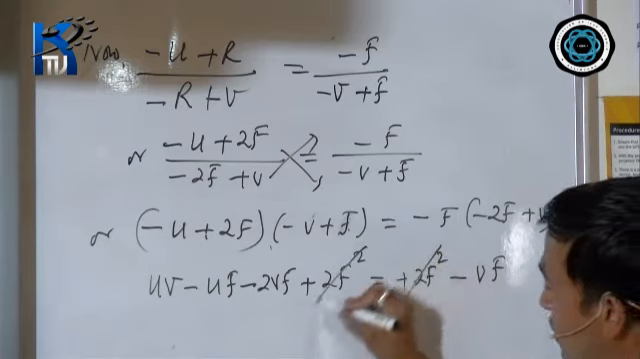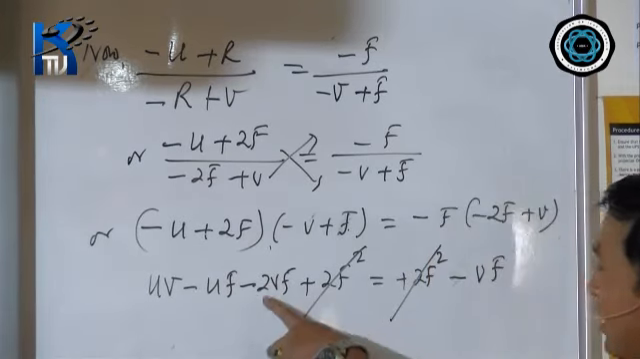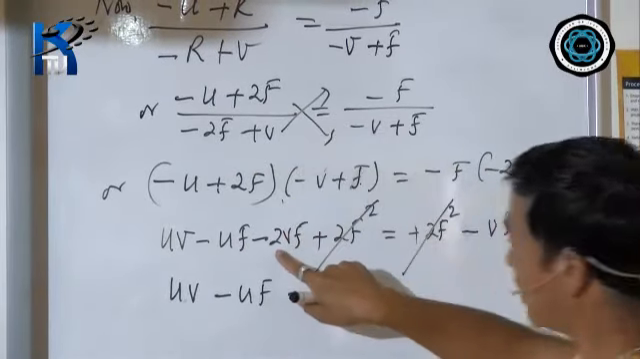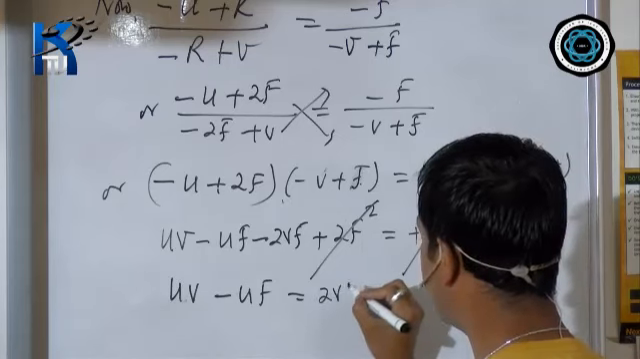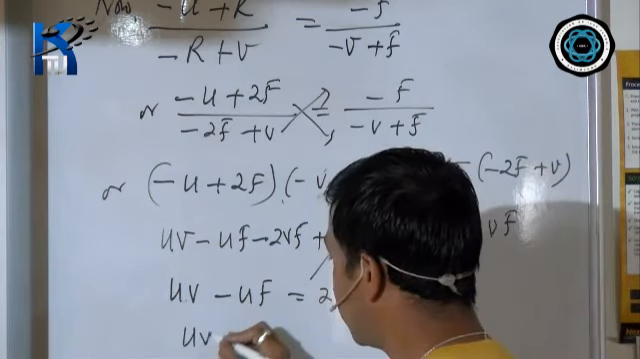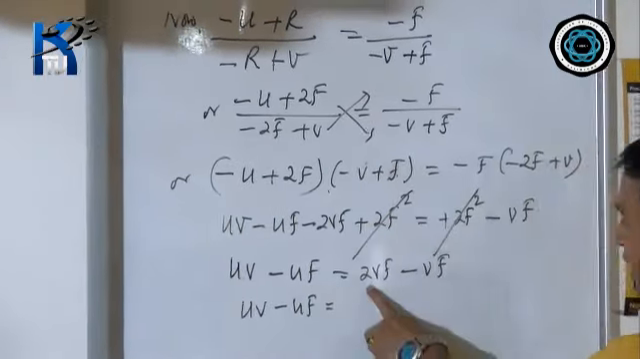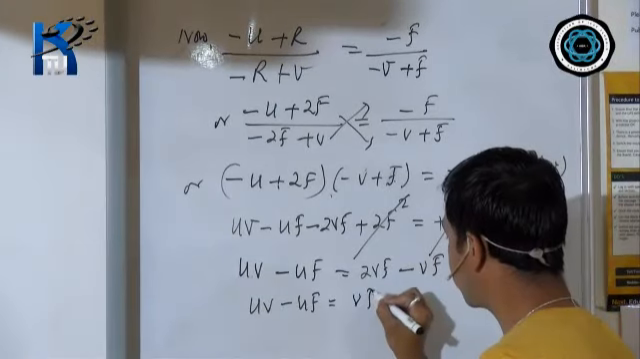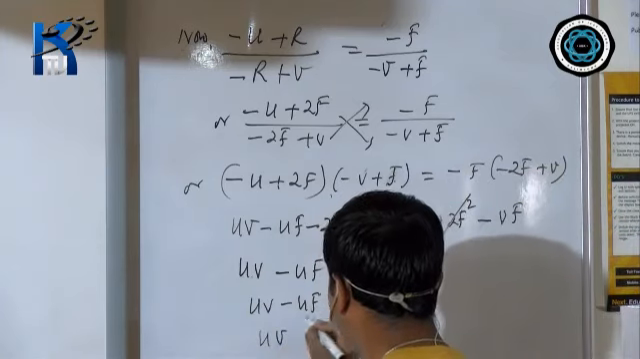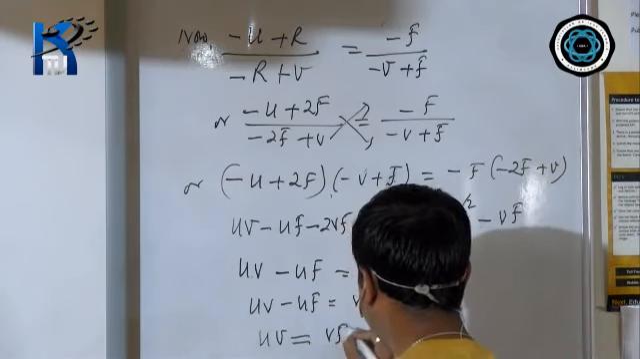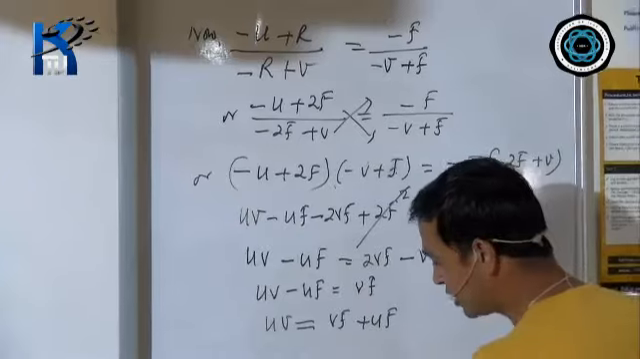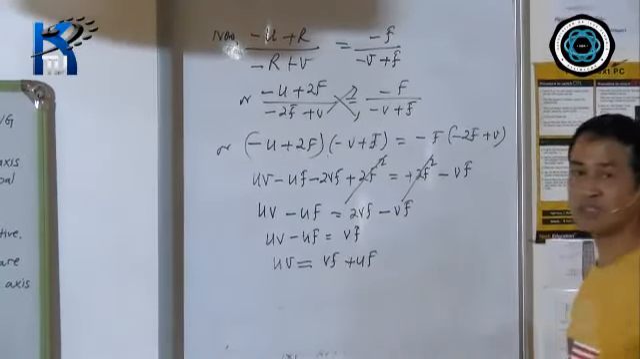Now this 2F square and 2F square cancel out. Now minus 2BF I'll take on the right hand side. So it will be UB minus UF equals to 2BF minus BF, which means BF only, plus BF. Okay, so I've done the relation this much. But I take minus UF on the right hand side, so I can write BF plus UF. So UB equals BF plus UF. Now the relation is basically with U, B, F, so I can write this relation separately also.